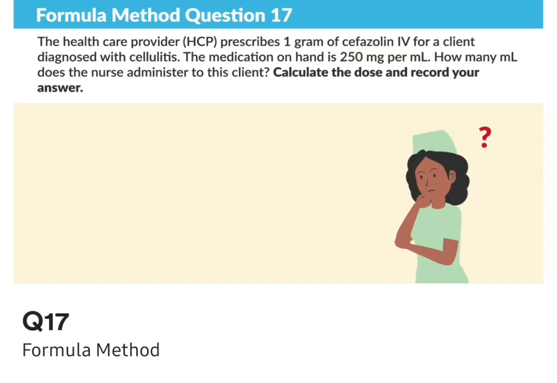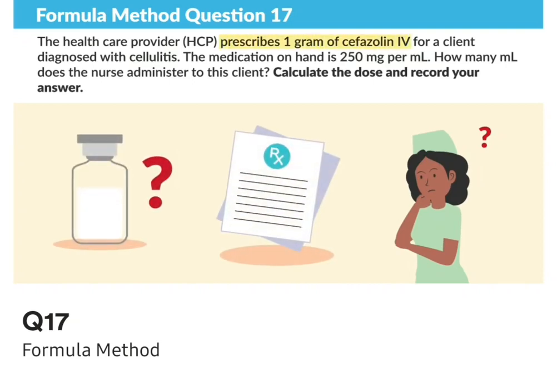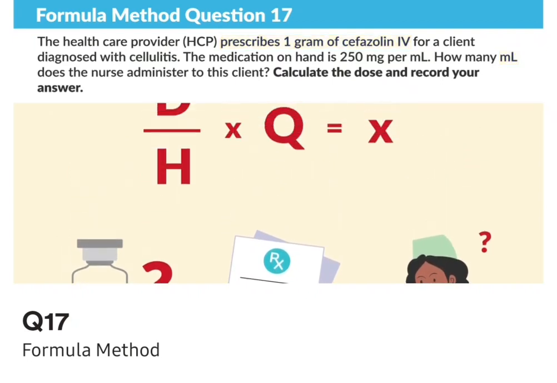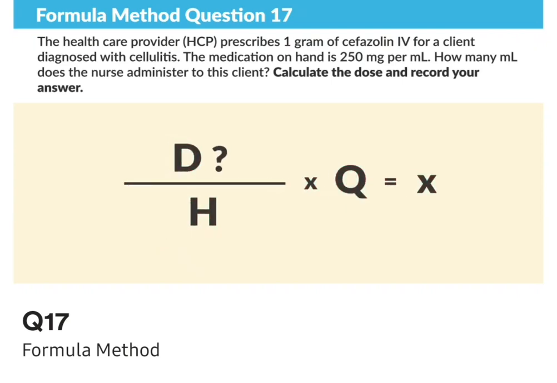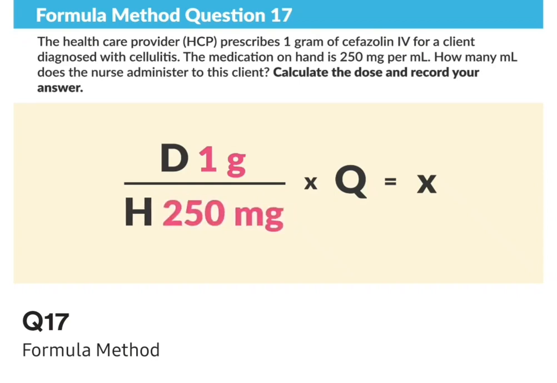All right, so as usual, first we're identifying what we are solving for. We're solving for mLs per dose, right? Then we're setting up our desired over have formula method. So desired over have times the quantity. So what is the D, the desired dose, or basically the doctor's order? So D is 1 gram. And the H is for what we have on hand. So what we have is 250 mgs in 1 milliliter.